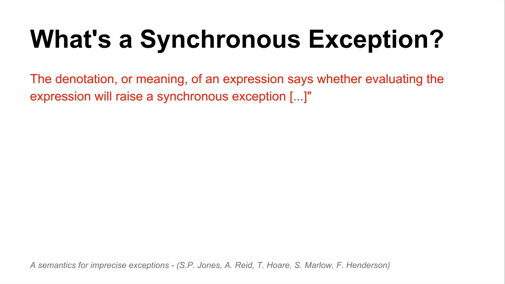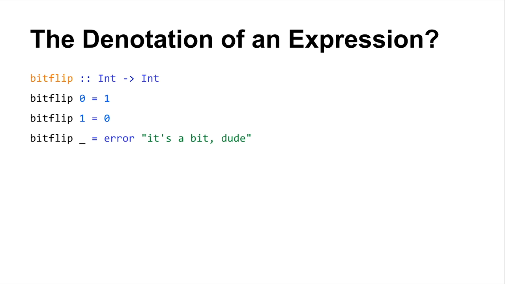The paper goes on to say that the denotation, or the meaning, of an expression will tell you whether or not the expression will raise a synchronous exception. So the potential for raising an exception is something you're going to see if you actually write down the denotation of the expression. And you may be thinking to yourself, well, what the hell does that mean? And I will show you using my awesome math skills. So I wrote this function bitflip that takes an integer and returns an integer to illustrate this notion that the synchronous exception is actually part of the meaning of an expression. You give it a 0, it gives you back a 1, you give it a 1, it gives you a 0, you give it anything else, it's going to invoke the error function, which delegates down to throw.